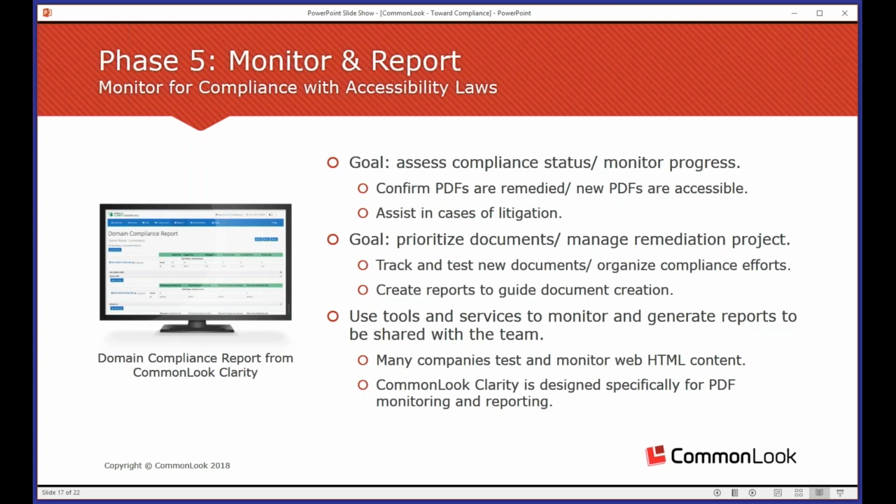Not only is it important to confirm that your PDFs have been fixed correctly and new PDFs are accessible, but you'll also want to create and/or maintain compliance data in case a legal situation comes up. One word of caution regarding this phase: if you decide to outsource your scanning and monitoring, make sure that the people testing your PDFs really understand PDF. There are a lot of companies who will test the HTML side of websites, and many of them will claim to check the PDFs too, but unless they really understand the intricacies of PDF accessibility, you could still be vulnerable.